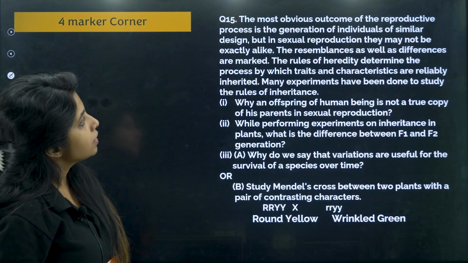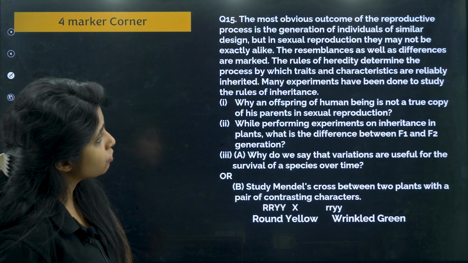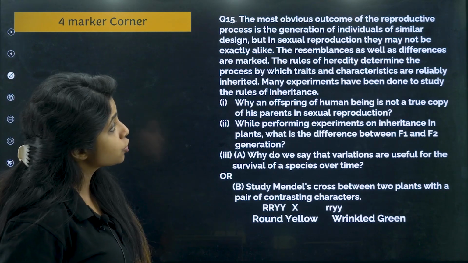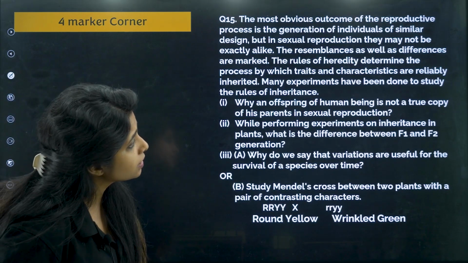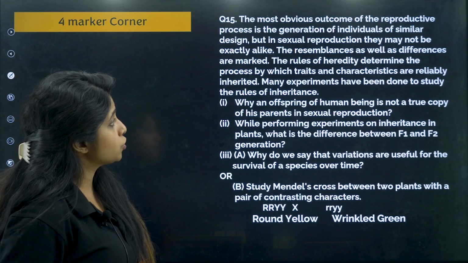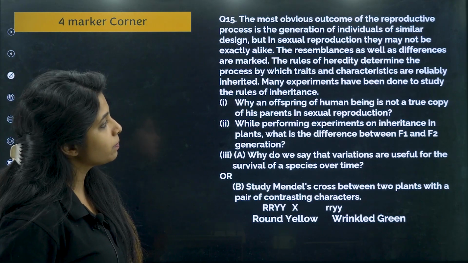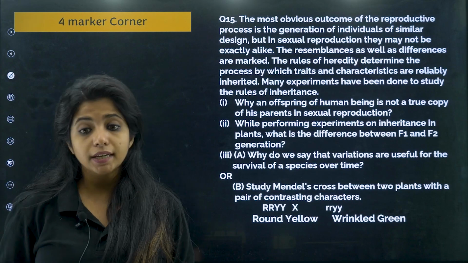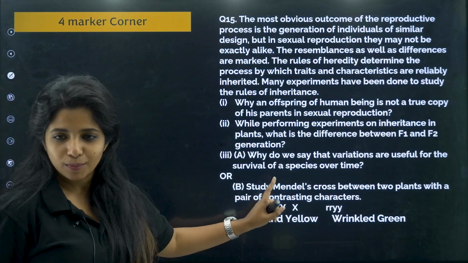The most obvious outcome of the reproductive process is the generation of individuals of similar design, but in sexual reproduction, they may not be exactly alike. The resemblances as well as differences are marked. The rules of heredity determine the process by which traits and characteristics are reliably inherited. Many experiments have been done to study the rules of inheritance. So this is a case study based question which might have nothing to do with these questions, but let's see.